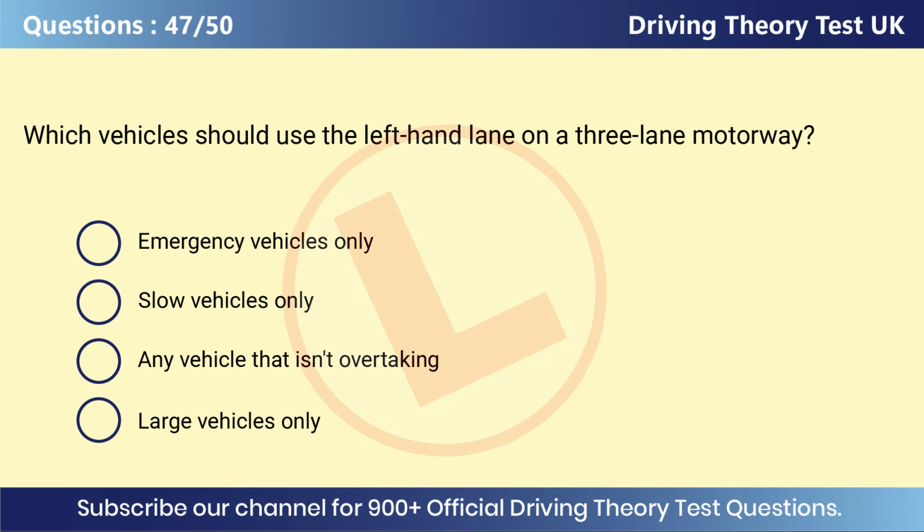Question 47. Which vehicles should use the left-hand lane on a 3-lane motorway? A. Emergency vehicles only. B. Slow vehicles only. C. Any vehicle that isn't overtaking. D. Large vehicles only.